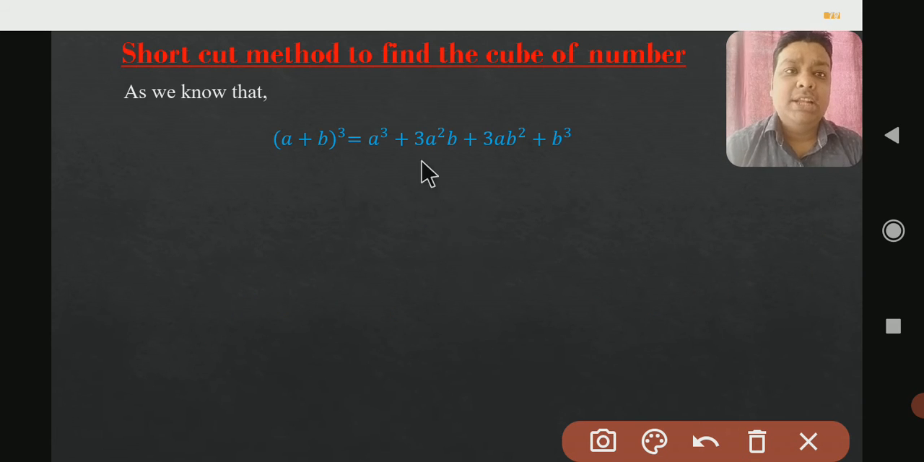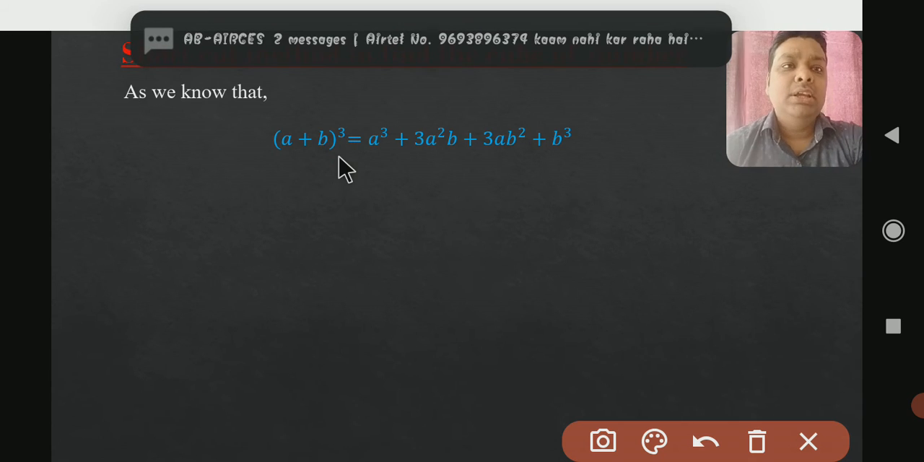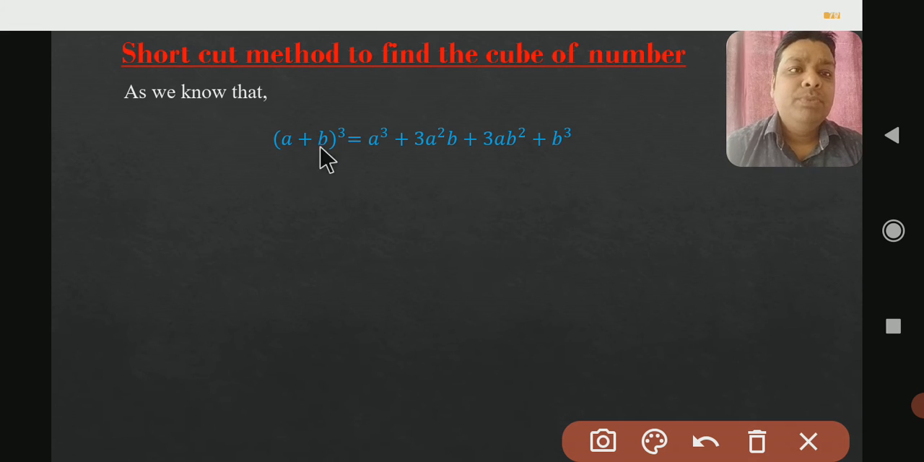So this is another algebraic identity, and here (a plus b) to the power 3 is equal to a cube plus 3a square b plus 3ab square plus b cube. So you can see that after expanding (a plus b) to the power 3, it has 4 terms. It means now in this column method we will draw 4 columns.